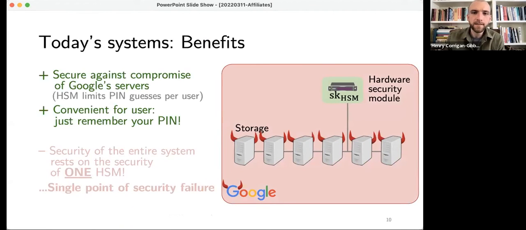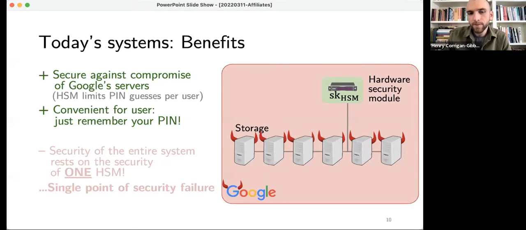This is a really useful way to do encrypted backups for a couple of reasons. So one is that it protects against the compromise of Google servers if Google's running a data center, because even if the attacker gets into the storage devices, even if the attacker can interact with the HSM, it is still going to enforce this rate limit on the pin guesses. So it actually gives pretty nice security properties against data center compromise.